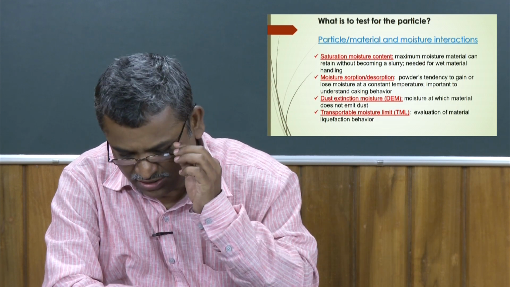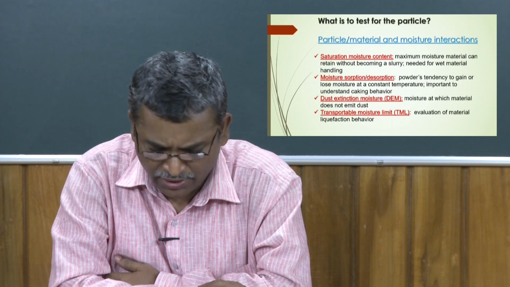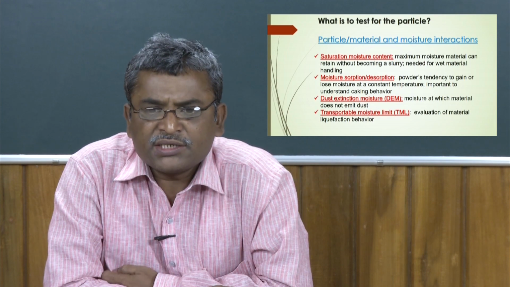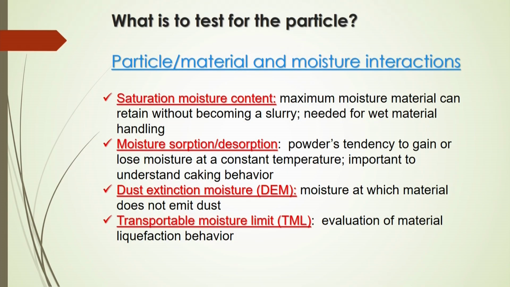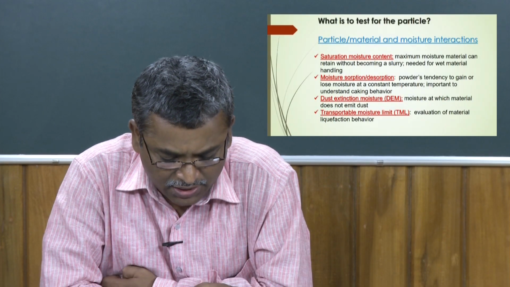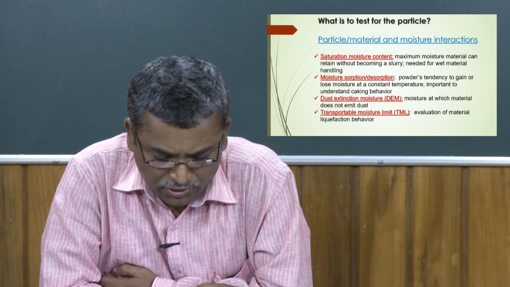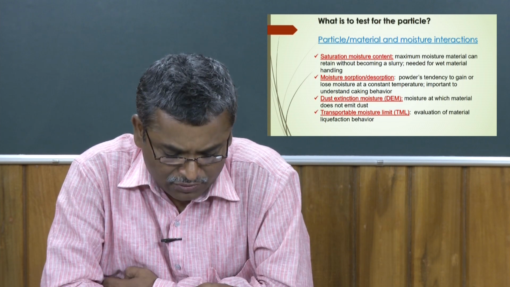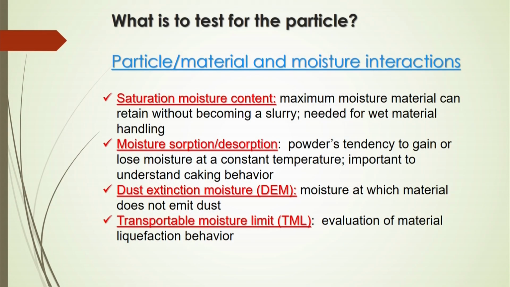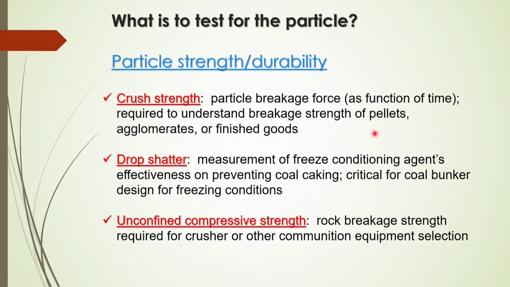Of course, this transportation moisture limit will evaluate the characteristics of the liquefaction behavior of the material. So, these are the important properties for particle moisture interactions to know the characteristics of the particle: saturation moisture content, moisture absorption or desorption, dust extinction moisture, and transportation moisture limit, all of which you have to know. You will see some other properties like particle strength and durability.